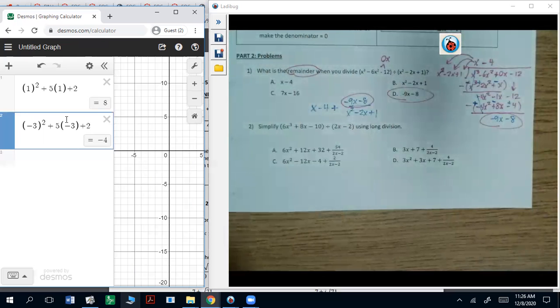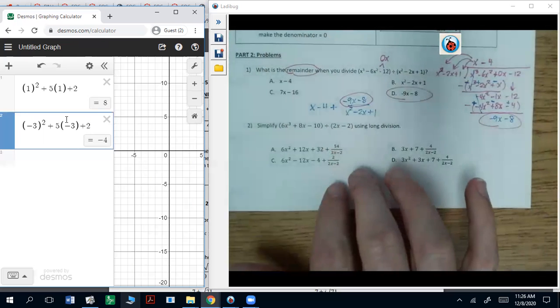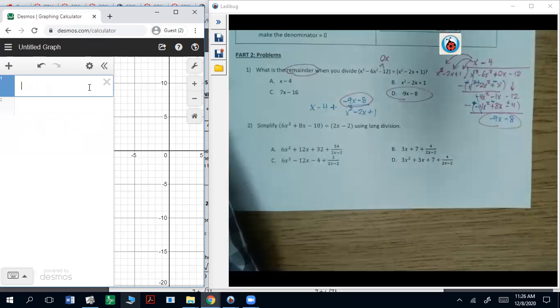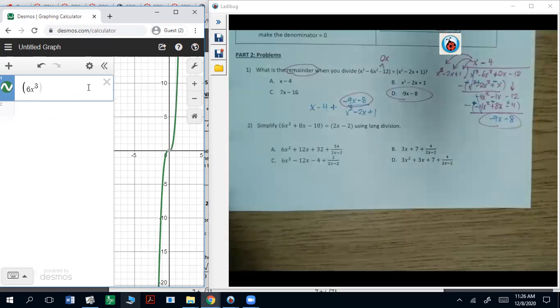All right, you can do long division also. You can kind of cheat using graph matching if it gives you the whole expression. So you could do number 2, for instance. You could say 6x cubed plus 8x minus 10 divided by 2x minus 2.